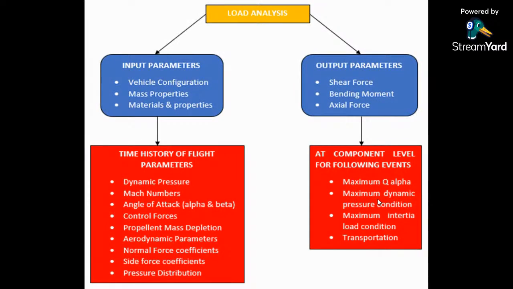Here comes the load analysis part. What input do we require for performing the analysis? We require the vehicle configuration, mass properties, and the material and its properties. Now, the output which we will receive upon doing the analysis will be the shear force, bending moment, and axial force, which will help us determine the rigidity of our structure.